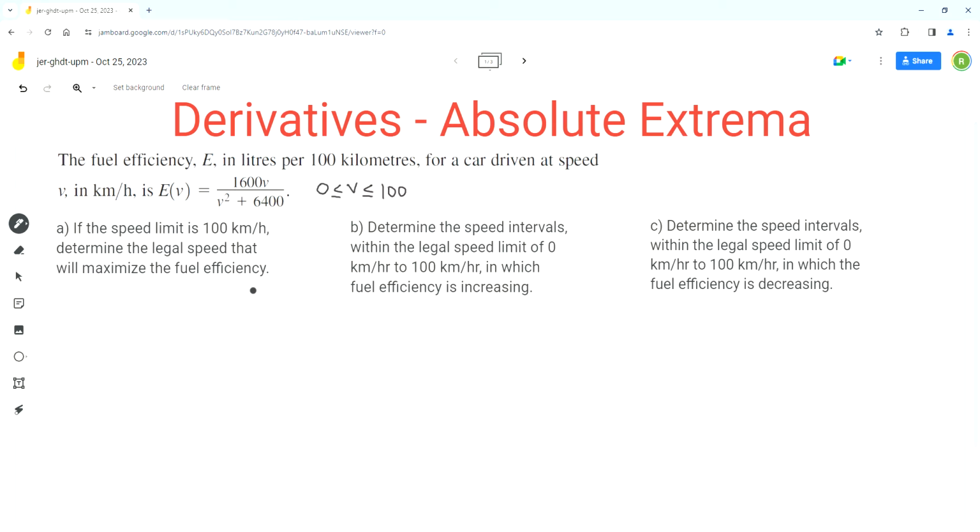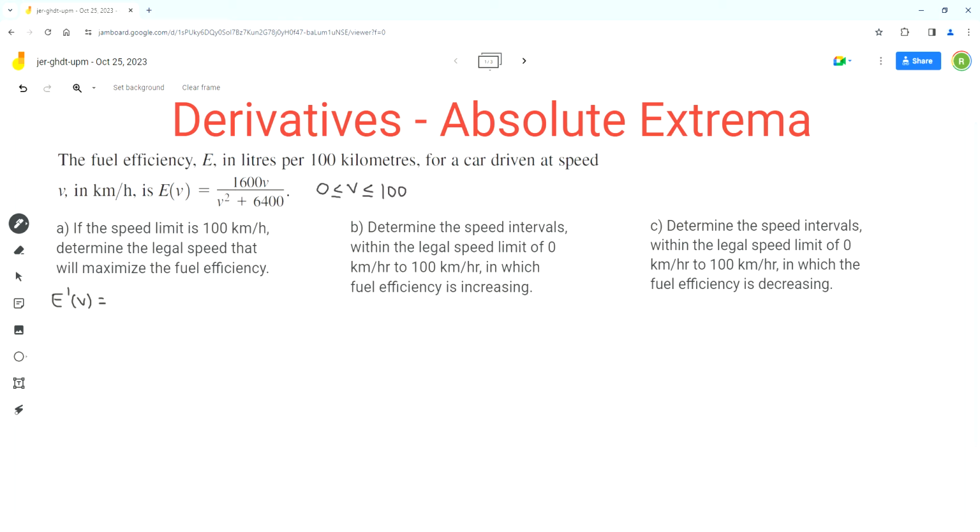fuel efficiency. Now in order to find the maximum fuel efficiency, we'll have to find the derivative of the E function, because we'll have to find the points where the tangent is horizontal, because the tangent can be horizontal at the peaks in the graph of this efficiency function. So the first step is to find E'(V).